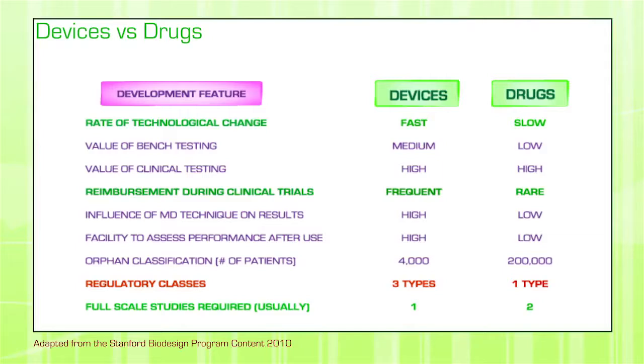It is a drug, and that's it. But as you're going to see later on in this module, there are three basic types of medical devices, which we're going to see is determined by the risk associated with that device. And at the end, the full-scale studies usually required to regulate and approve a medical device are much fewer than for a drug. In a standard way, on average, a device requires only one single full-scale study, while a drug requires at least two.